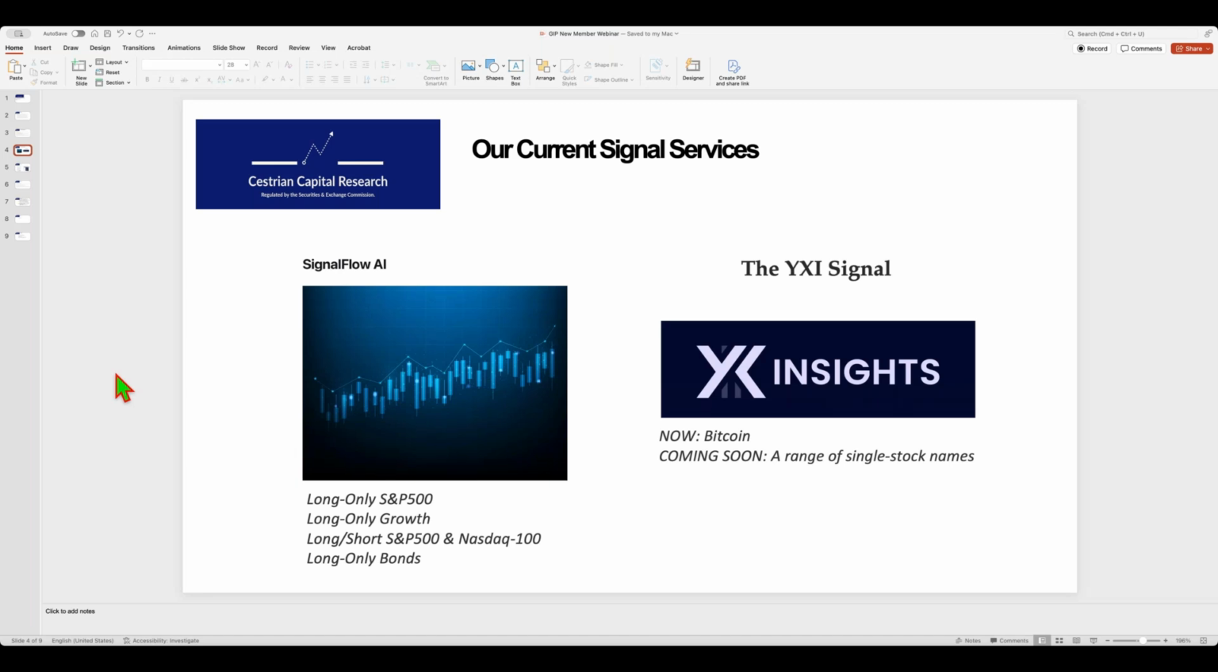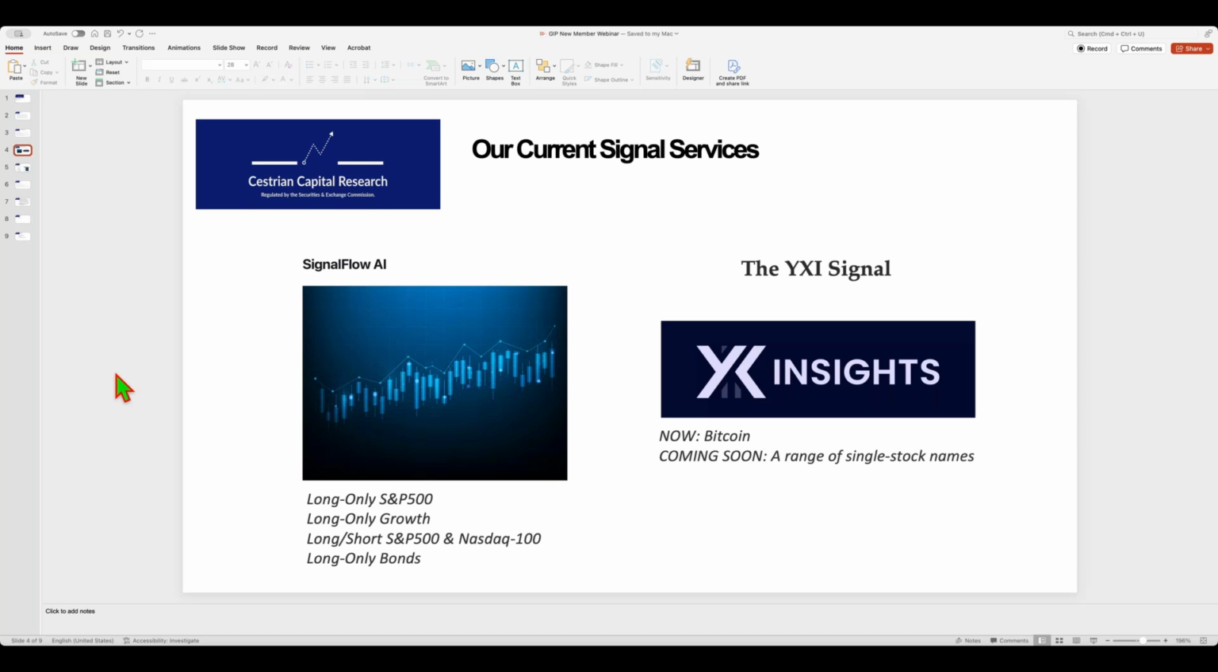So on the left, we have the Signal Flow AI family of services. This is produced by Jay Bain, who's a professor of computer science, long-standing data scientist and statistician, has a PhD in the area. And we run a family of services all based off of similar types of model. A long-only S&P 500 service, long-only growth, which is a service that rotates through growth ETFs according to the most compelling idea it can come up with, a long-short service for the equity indices in the US, and a long-only bond ETF, which again is a rotation service. It picks from a handful of bond ETFs that it thinks are most appropriate.